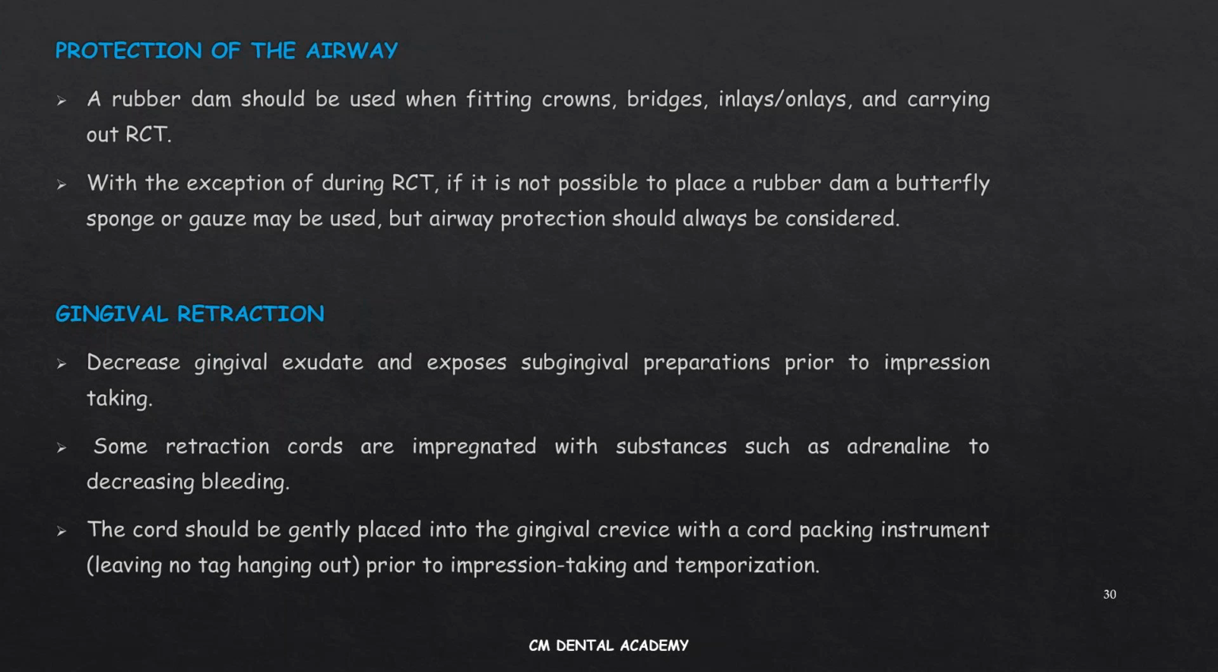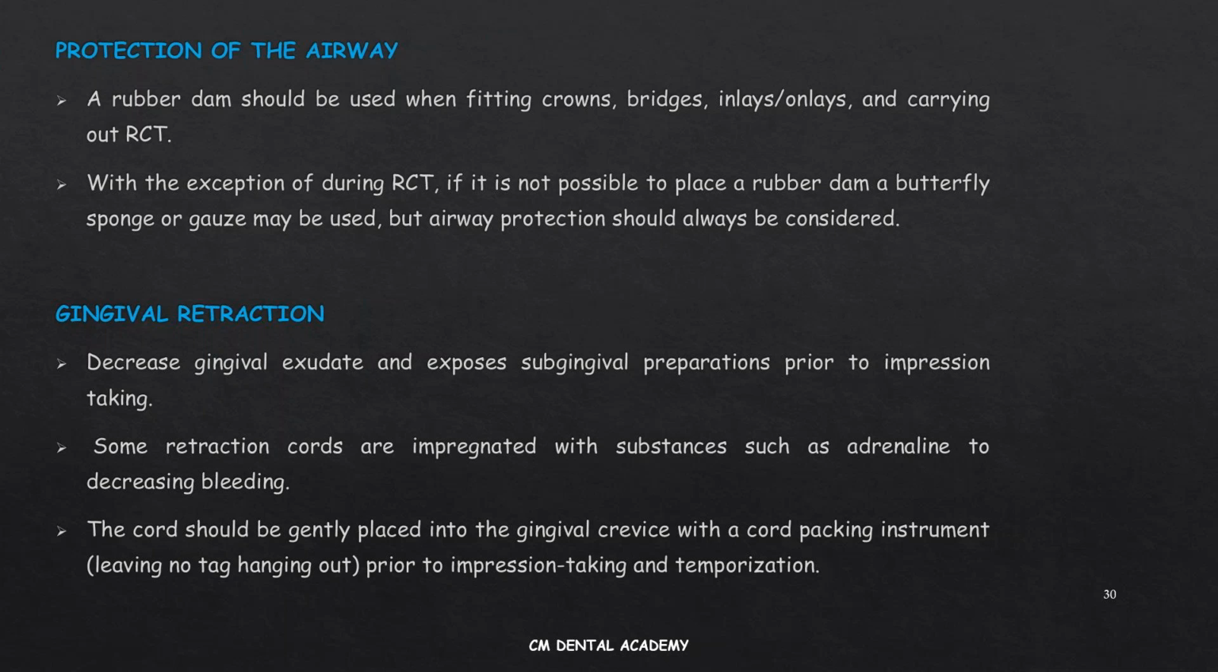Protection of the airway during the placement of the rubber dam holds great importance. A rubber dam should be used when fitting crowns, bridges, inlays, or onlays and carrying out root canal treatment. If it is not possible to place a rubber dam, a butterfly sponge or gauze may be used, but airway protection should always be considered.